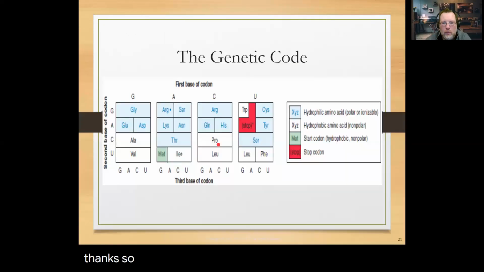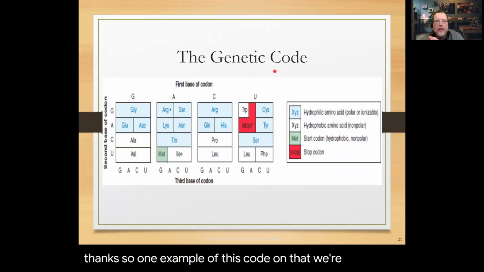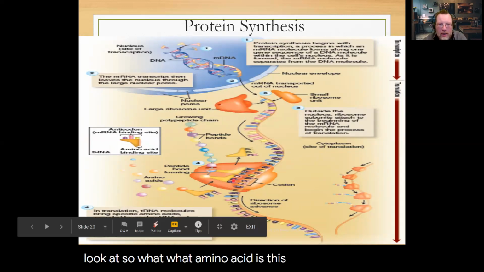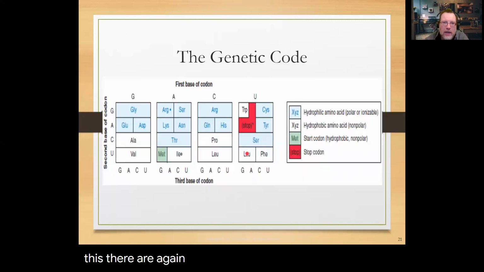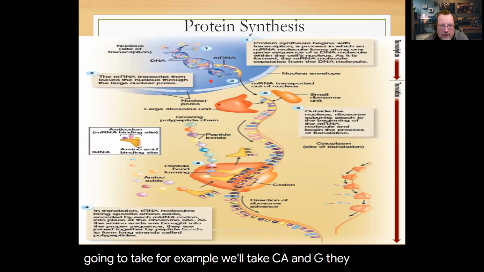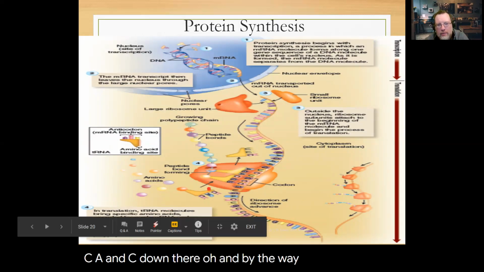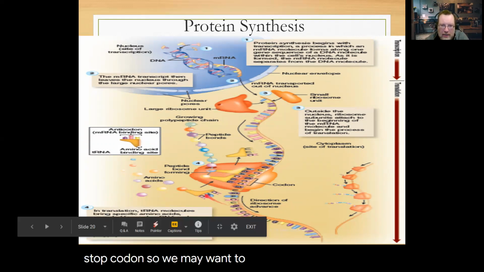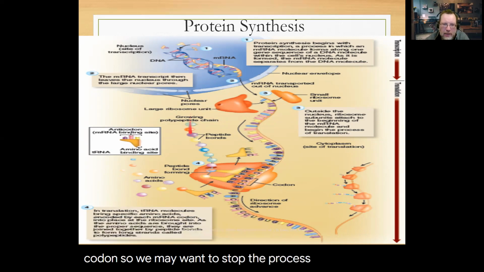Okay, so one example of this codon that we're going to look at. So what amino acid is this? There are, again, 20 possibilities. So what we do, we're going to take, for example, C, A, and G. They give us C, A, and C down there. Oh, and by the way, this could be a stop codon. So we may want to stop the process of building this polypeptide chain.